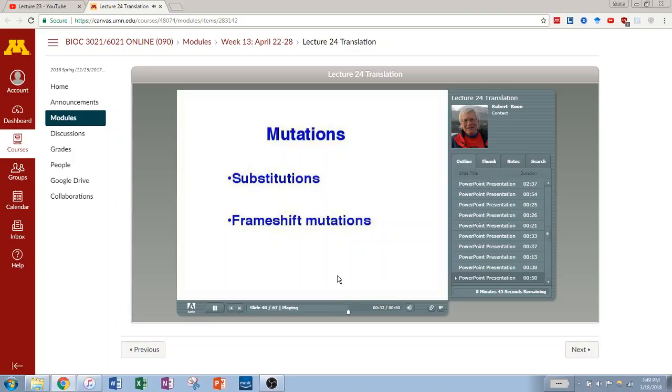A frameshift mutation occurs when a base is inserted or deleted from a sequence of DNA. This often causes profound changes in the amino acid sequence of the protein product because the reading frame is shifted. Frameshift mutations also commonly result in the formation of a shortened protein molecule.